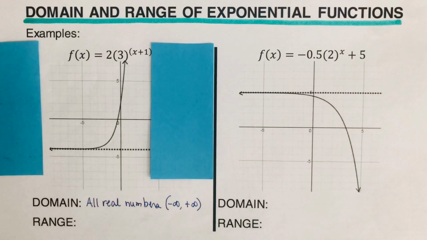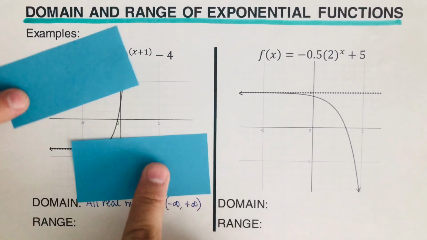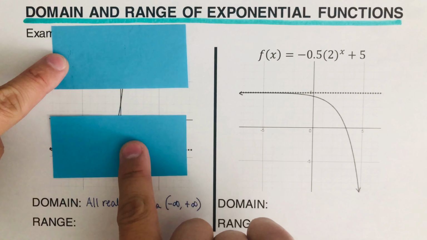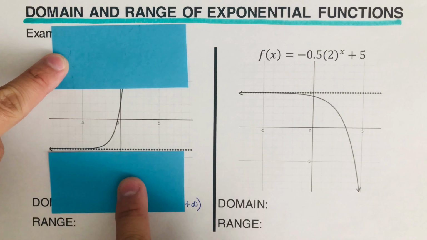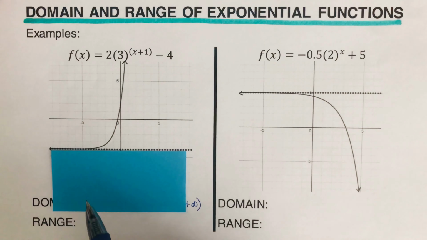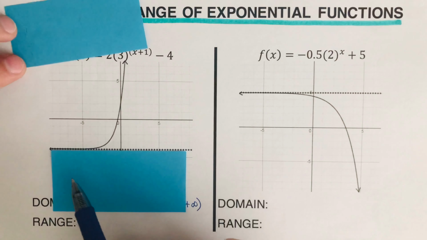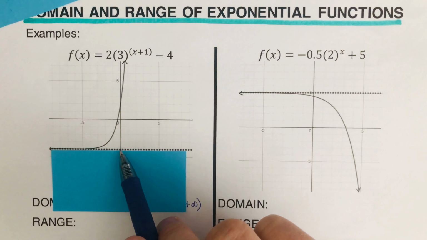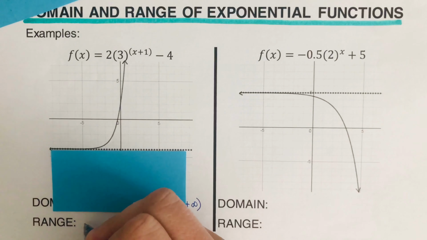Now let's look at the range. Remember that range is the lowest boundary and the uppermost boundary. If we look at the graph here, we start from there. If we go down, that's the boundary, which is where the horizontal asymptote is. So we can say that our range here would be anything that is greater than -4, because it's directed upward. So I can go ahead and write y is greater than -4.